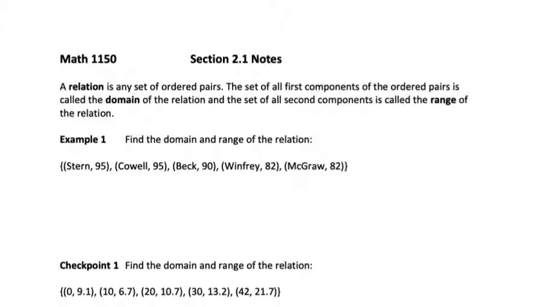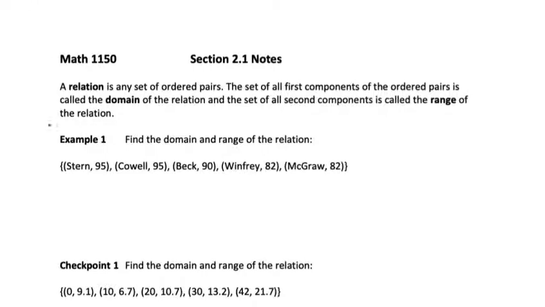The set of all first components of the ordered pairs is called the domain. Sometimes we call the first components the input values, and so the domain would be the set of all possible input values. The set of all second components is called the range, and sometimes we call the second components the output values. So in example 1, it says to find the domain and range of the relation.